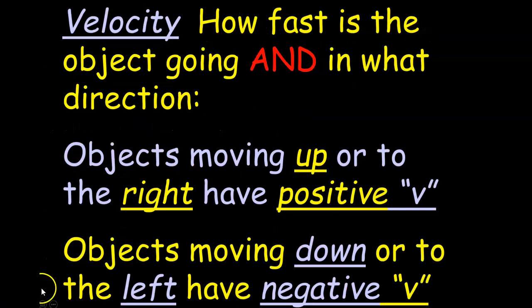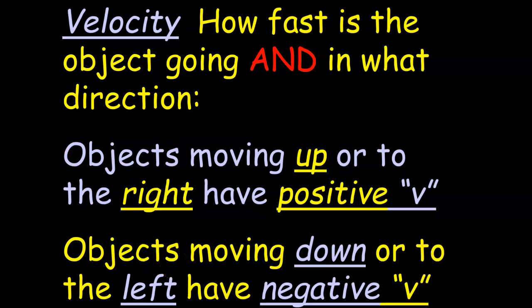Velocity depends on how fast the object is going, so that's its speed. But what makes velocity special is that the direction matters. When an object is moving up or to the right, it will have a positive velocity, versus objects that are moving down or to the left, which will have a negative sign for their velocity. You may know that from physics or something else. Hopefully it's not brand new, but with velocity, the sign matters.